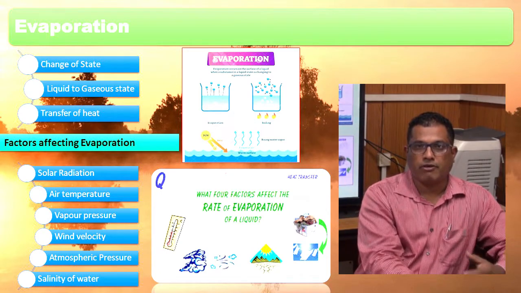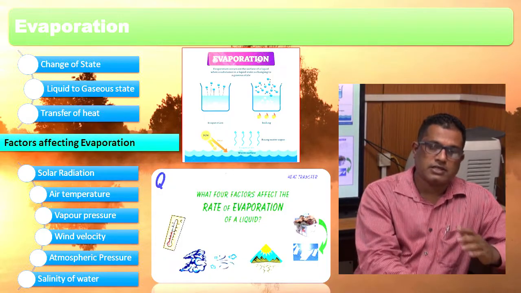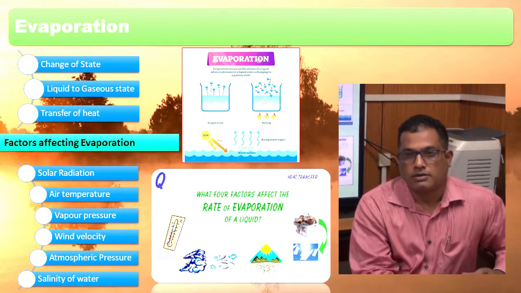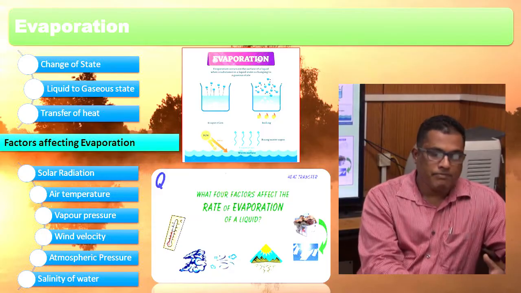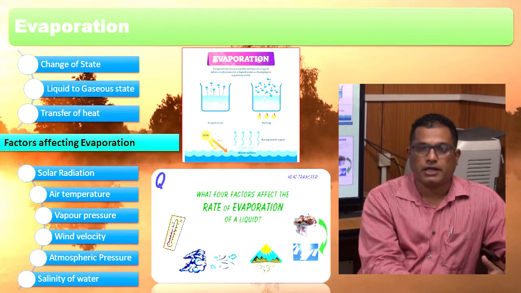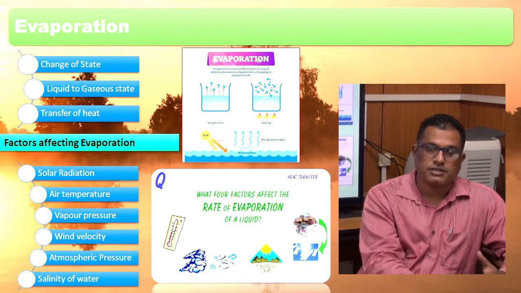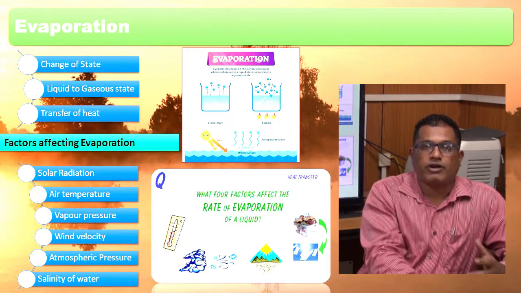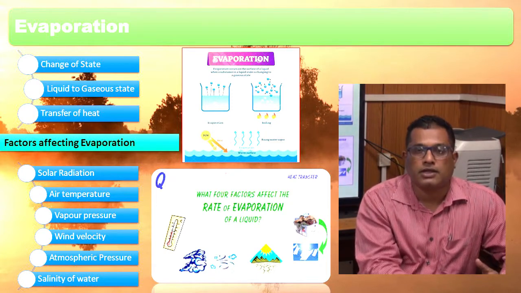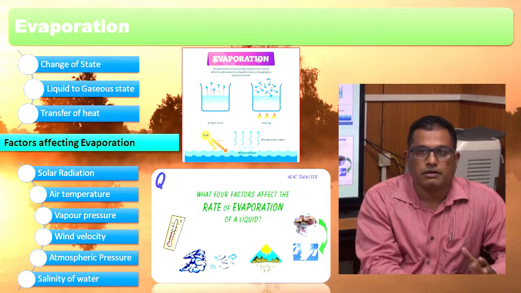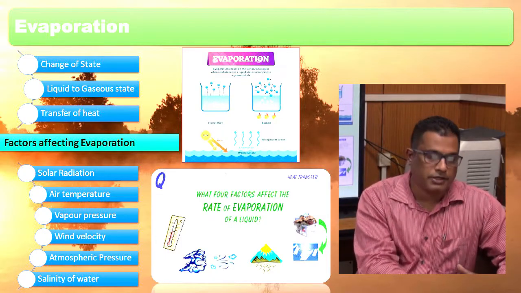Atmospheric pressure. Evaporation itself takes place because of a pressure differential. If the difference in atmospheric pressure between two surfaces is high, then the evaporation will be high. Then again, the salinity of water. This is also one of the factors. If the water surface is saline, as in the case of oceans, or the soils are affected by salinity, the salt particles will be deposited in the interspaces between the soil particles. As a result, it will retard the rate of evaporation.